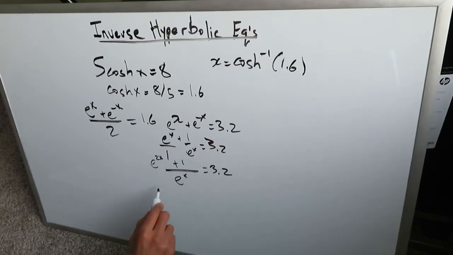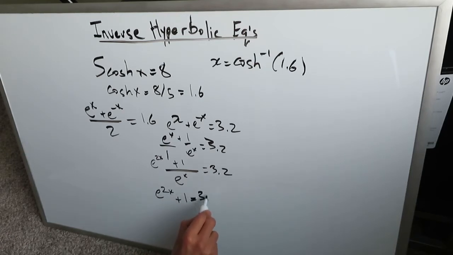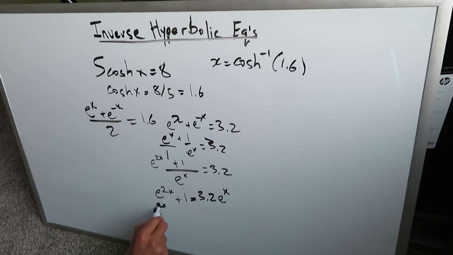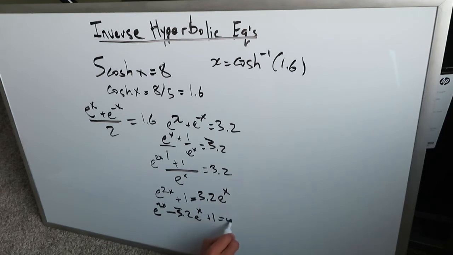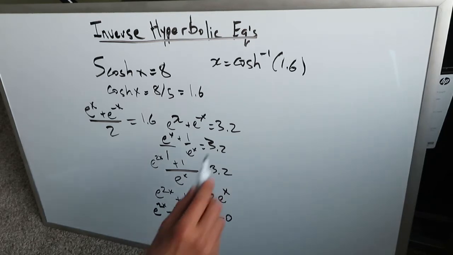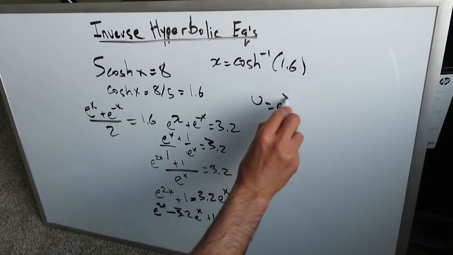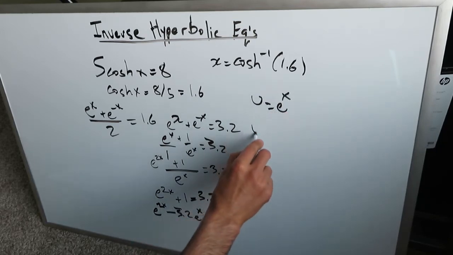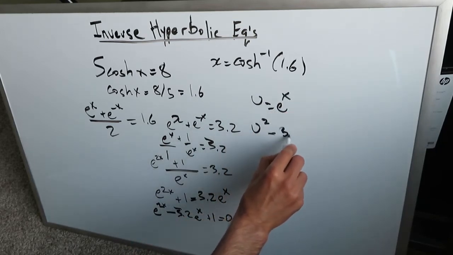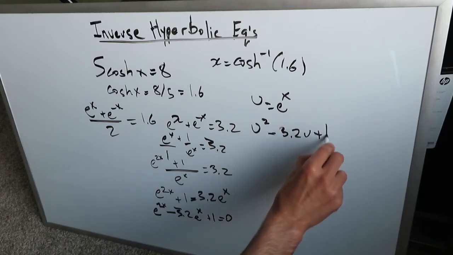Take e to the x on the other side. You have e to the 2x plus 1 is equal to 3.2 e to the x. Bring everything on one side, make it a quadratic function, similar to a quadratic function. e to the 2x minus 3.2 e to the x plus 1 equals 0. Substitution technique: let u equal e to the x. What do you essentially have? We have u squared minus 3.2u plus 1 equals 0.